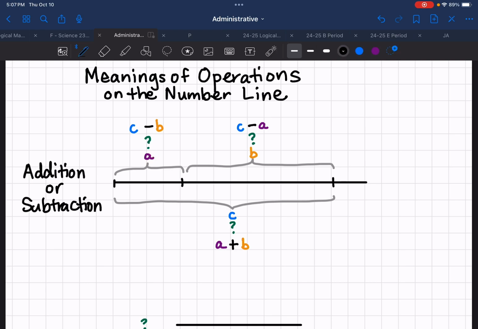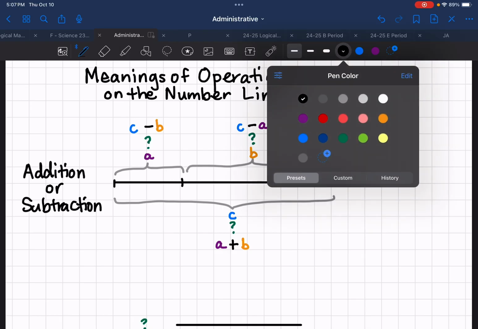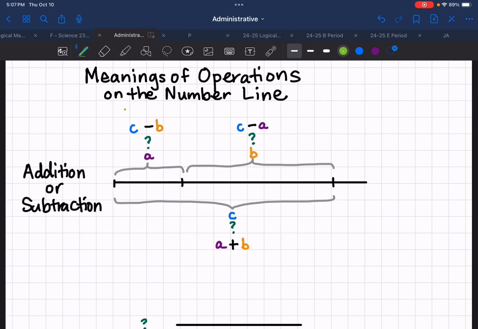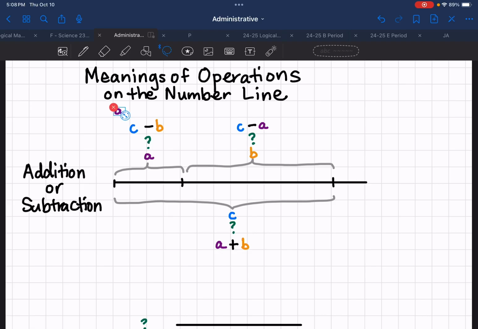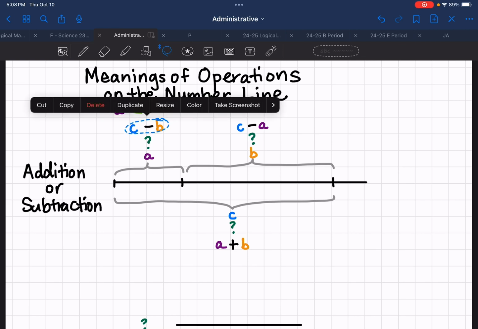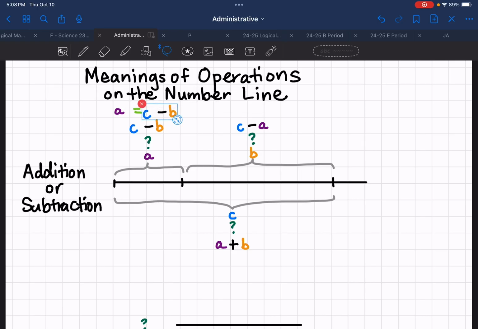So we say that A, I'm just going to do this in a light green. Okay, A equals C. Actually, let me just copy this so I don't have to delete. Copy this. A is equal to, I'll do the green equal sign, C minus B. If you have two names for the exact same number, or you have two expressions naming the number that you're trying to find, then we can say that both of those expressions are equal to each other.